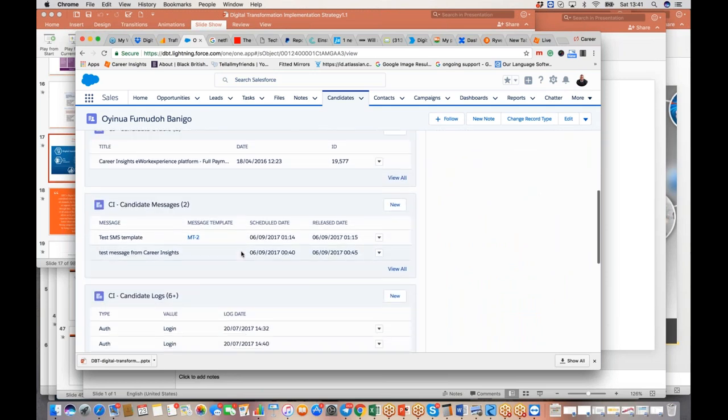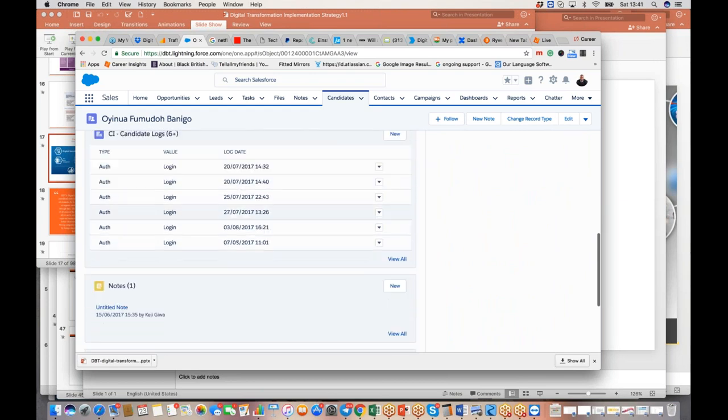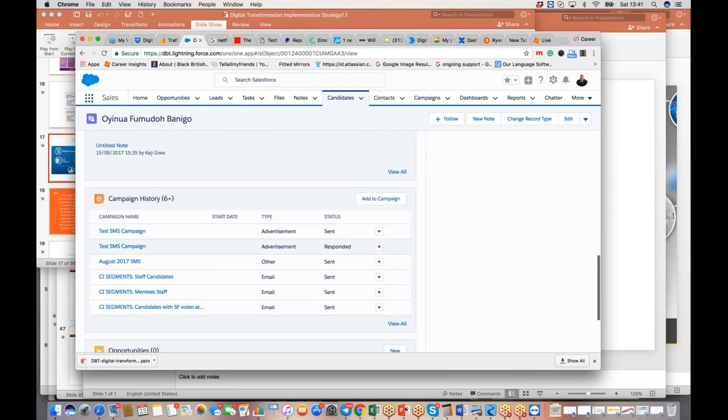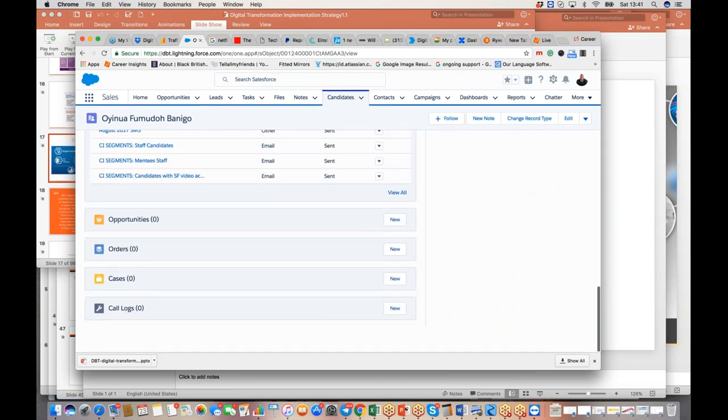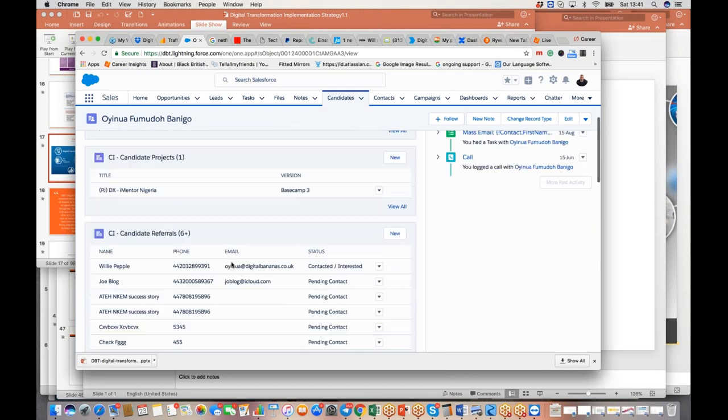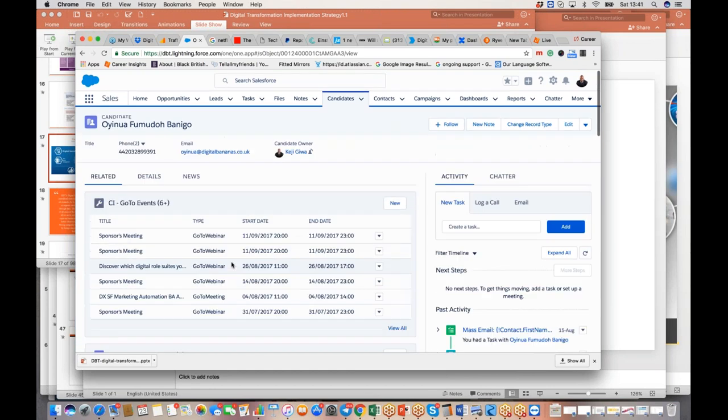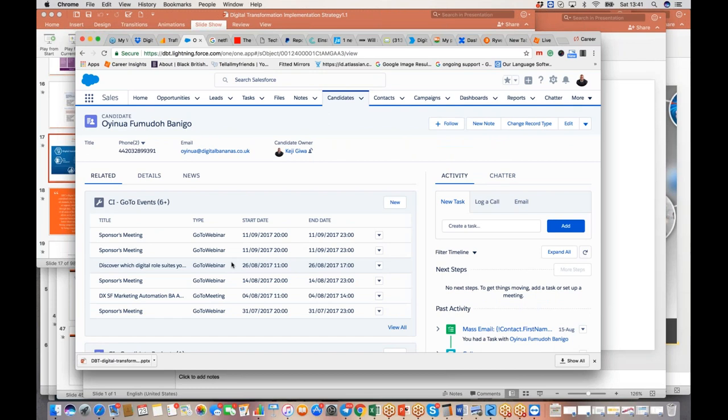I have all the messages. I have all her login details when she logs into the platform. And I have all the email campaigns we've sent to her and all the opportunities that are created on her, any issues that she has logged with us, any orders she's made. Why is this important? Because the history of the customer enables you to know exactly how to engage that customer. And that customer feels like you know them, you know?